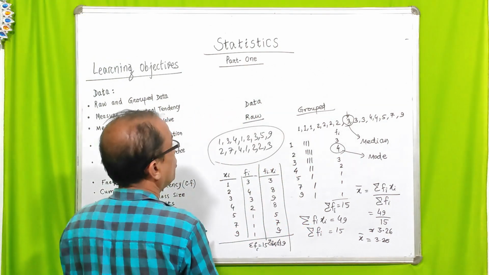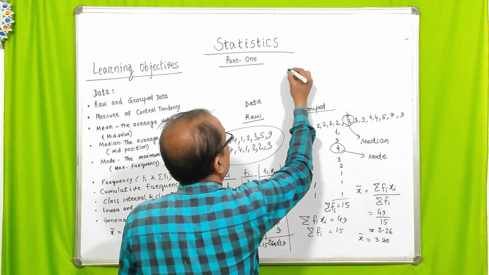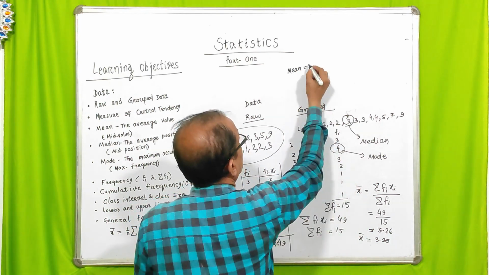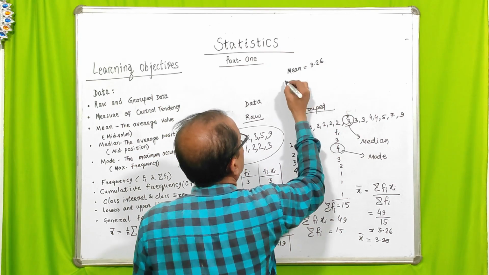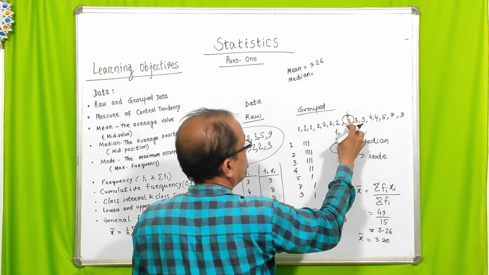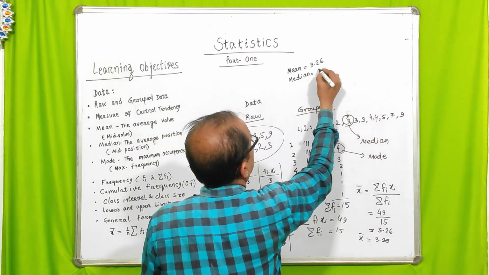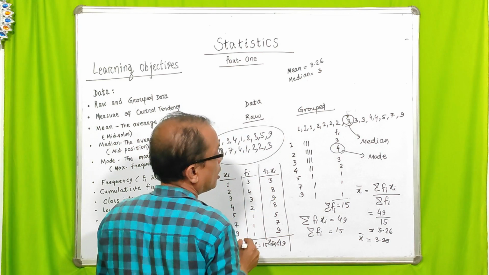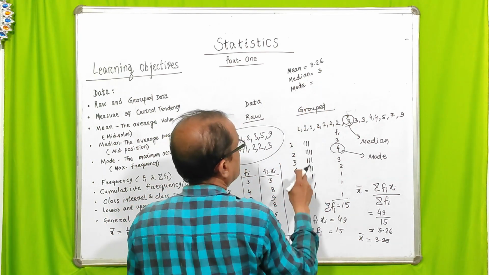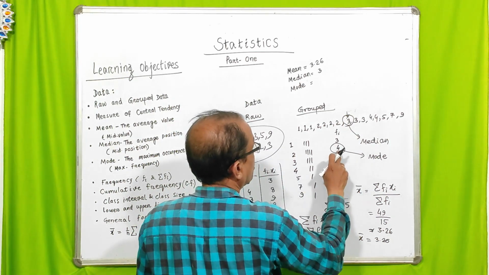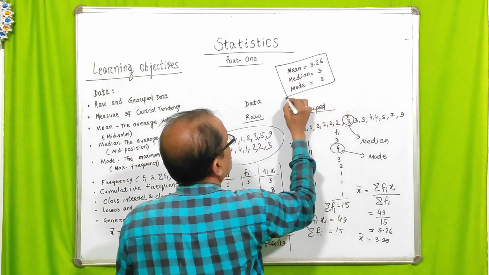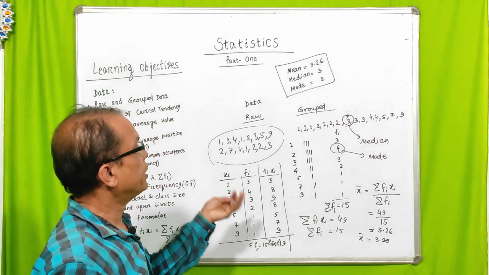So in this table what we find is the mean is 3.26. What is the median? The median is the position number 8, so it is 3. And what is the mode? The mode is the largest occurring thing, 2. So this is how we generally use the data.